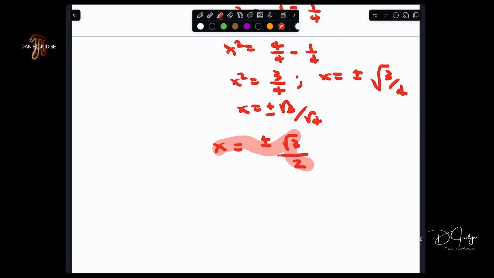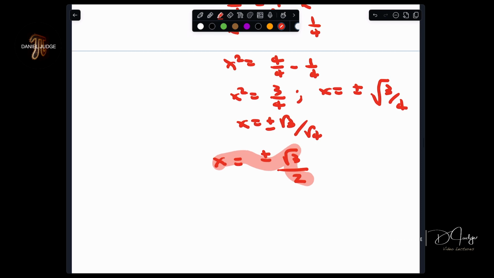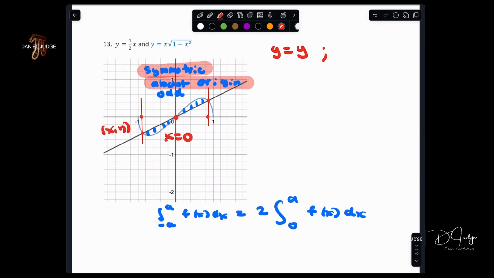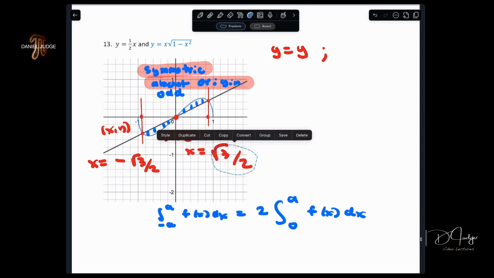Plus or minus square root of 3 over 2 now. So this is, if we can write that clearly, square root of 3 over 2, and this is minus the square root of 3 over 2. And these are the x values that we're looking for. These are the vertical lines now. Okay, so we did a little bit of algebra here because this isn't always so clear. These are my points of intersection.